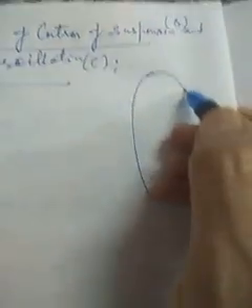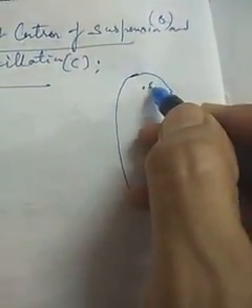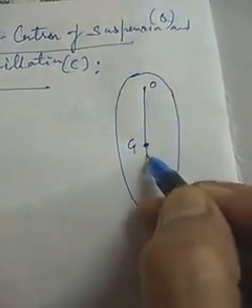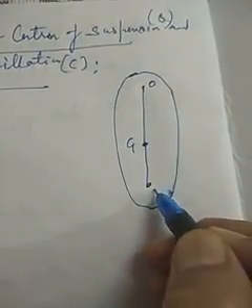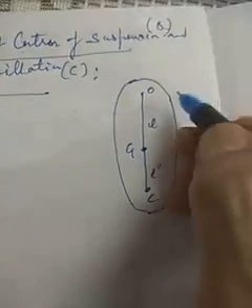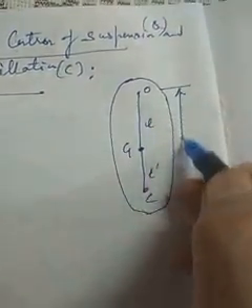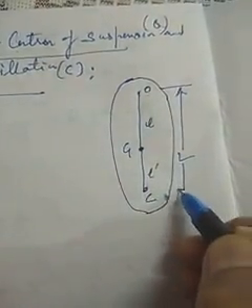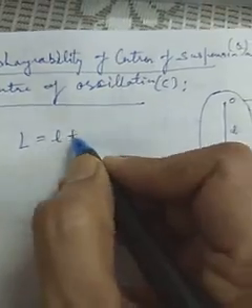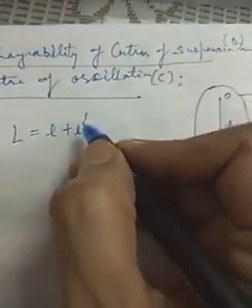Just redraw the particular diagram once again here. This is your rigid body, this is point of suspension O, this is the center of gravity G, let this be the center of oscillation C, this length is l, this length let it be represented by L prime, the total length is your capital L there. So can I write it as L equals small l plus L prime, right?